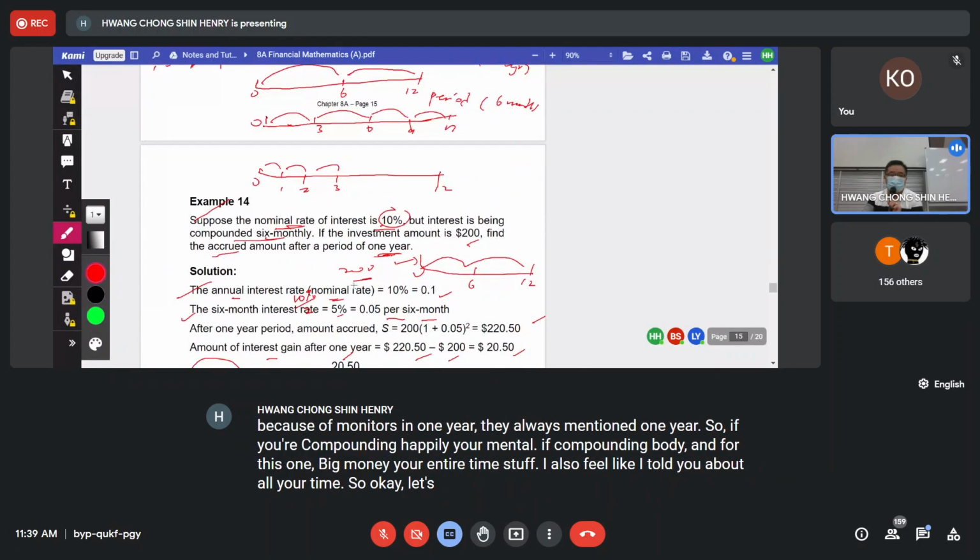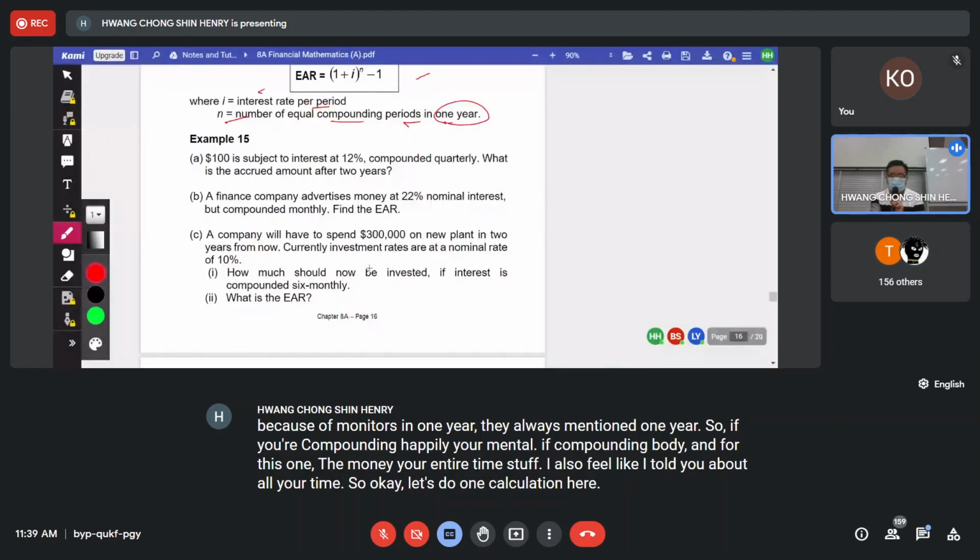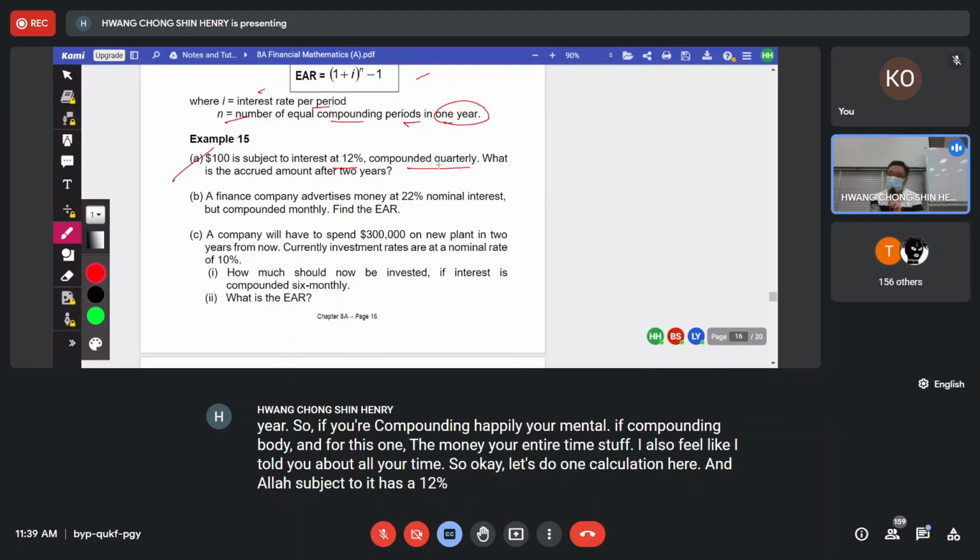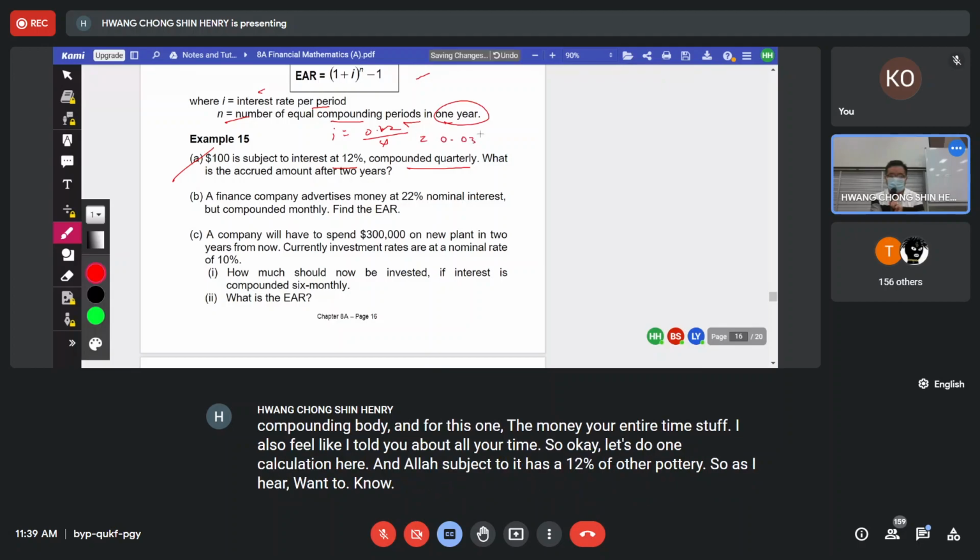Okay, let's do one calculation here, then we go for a short break. $100 subject to interest at 12% compounded quarterly. So what's the I here? 0.12 divided by what? Divided by 4, which is 0.03 per quarter. What's the accrued money after 2 years?